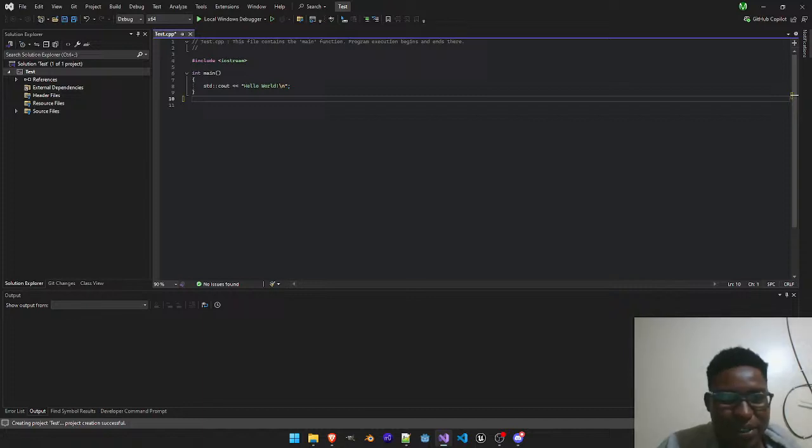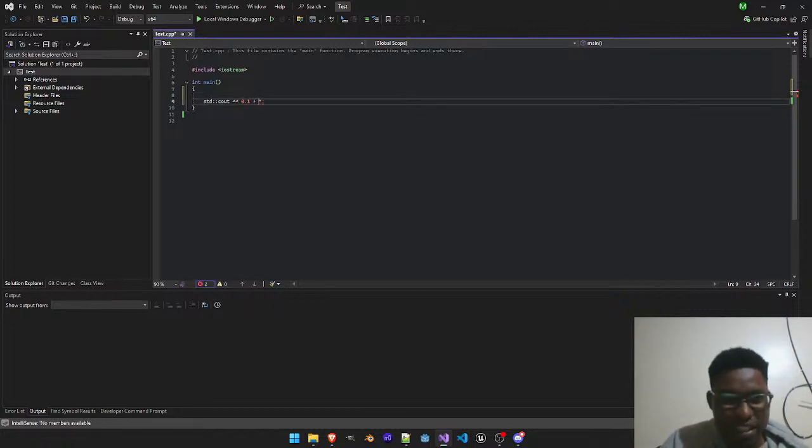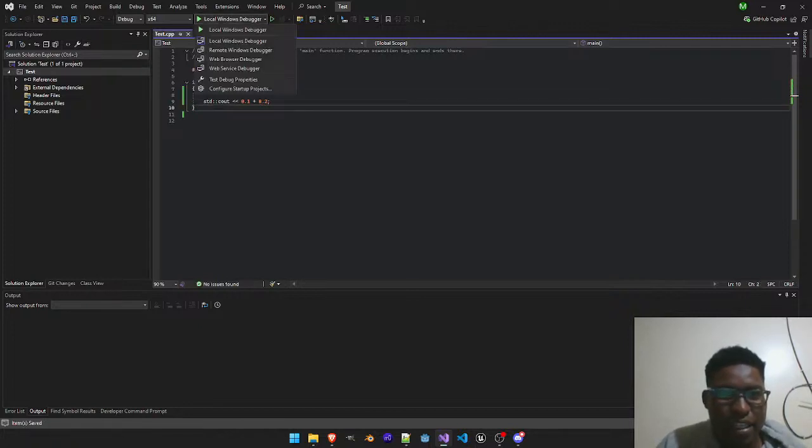Okay, so here I am. We just print 0.1 plus 0.2. Simple as that.